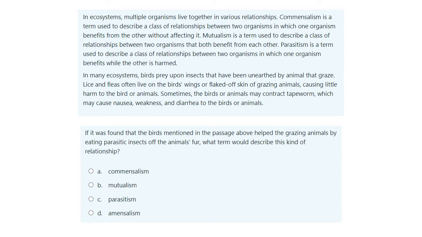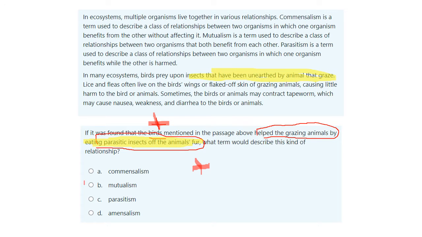Continuing with the same passage, if it was found that the birds in the passage helped the grazing animals by eating the parasitic animals off of their fur, what would this relationship be? Well, the bird is getting a benefit because the animals are finding insects in the ground that they can eat. But now the birds are also helping the animals by eating parasites off their fur. So now they are both getting a benefit. When they both get a benefit, the correct answer is mutualism.